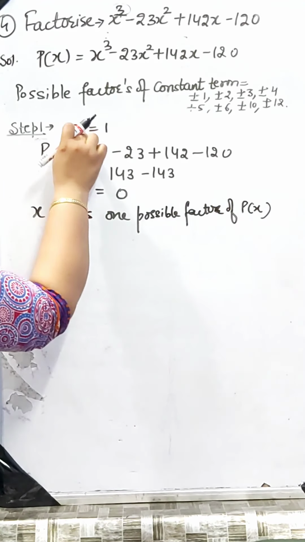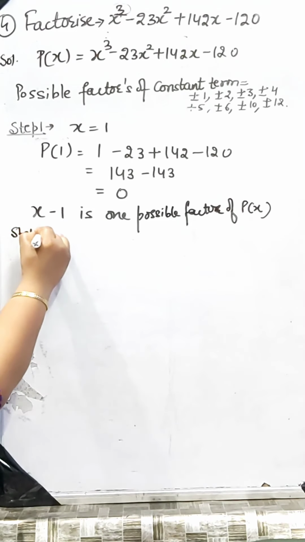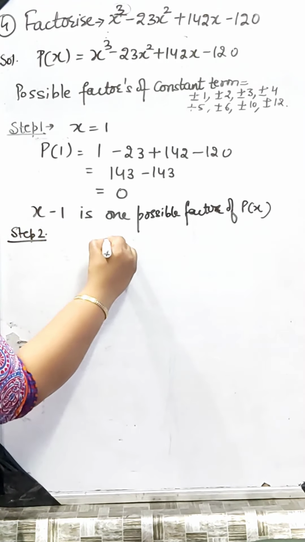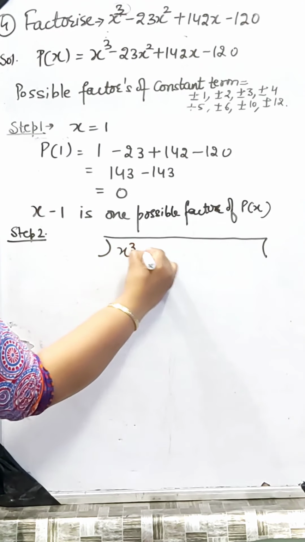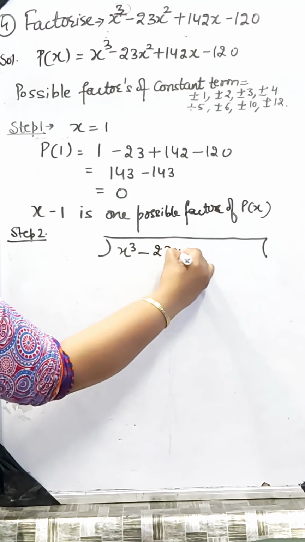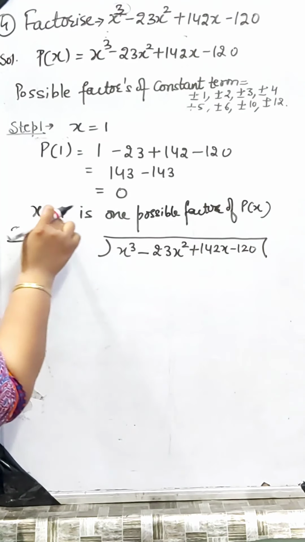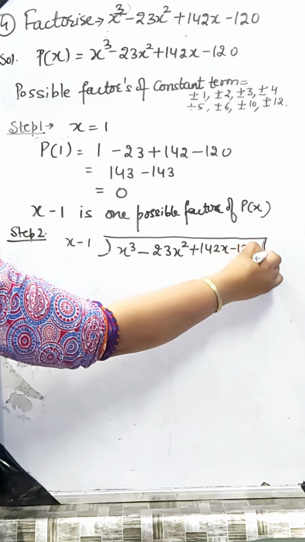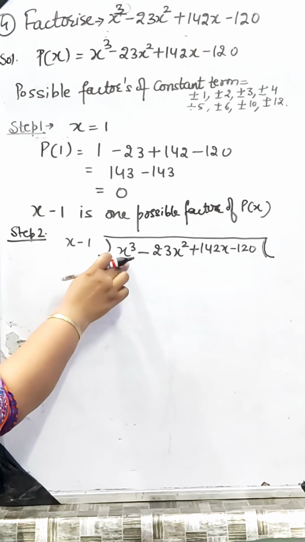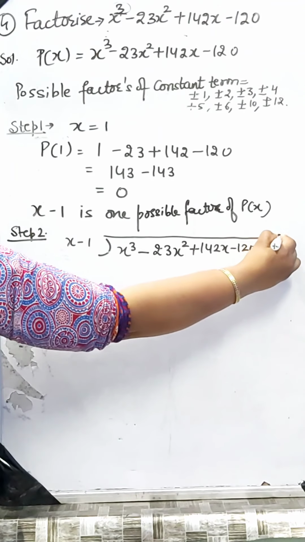Therefore, in step 1, we found one factor of p of x. After that, in step 2, we have to divide the given polynomial by this factor to find the other two factors by doing long division. And we know the rules of long division: divide the dividend's first term by the divisor's first term to obtain the quotient's first term.